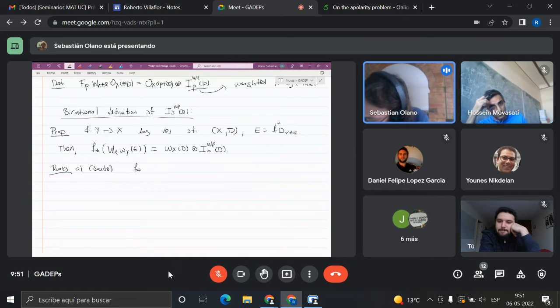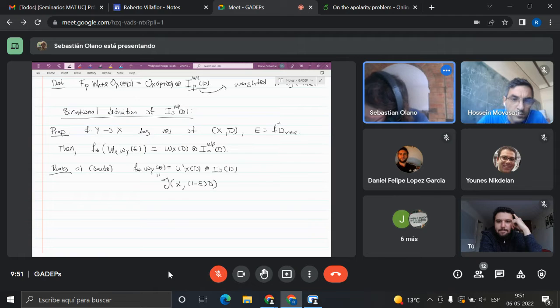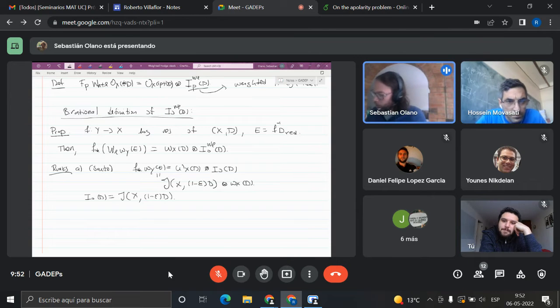You have that if you push this whole sheaf, omega Y, this is omega X(D) tensor with the sheaf I_0(D). But if you remember the definition of multiplier ideals, this is essentially the definition of the multiplier ideal of (1 minus epsilon)D, tensor omega X(D). So the remark is that I_0 is a known sheaf, which is this multiplier ideal. Okay, so that's the first part.